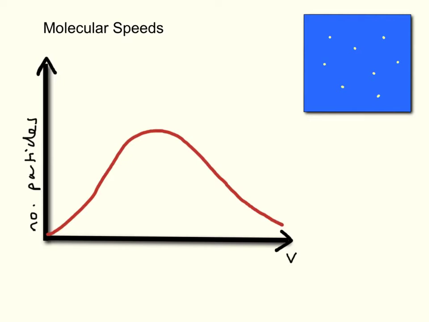So, some of the particles will have very low speeds, some will have very high speeds, and there'll be a peak in the middle at around the average speed. So, how could we quantify the speed of particles in the gas?